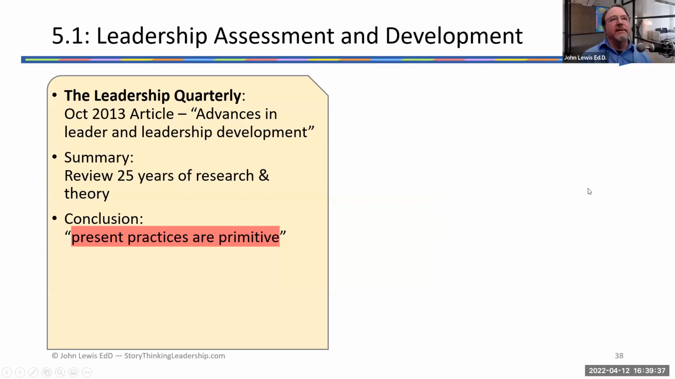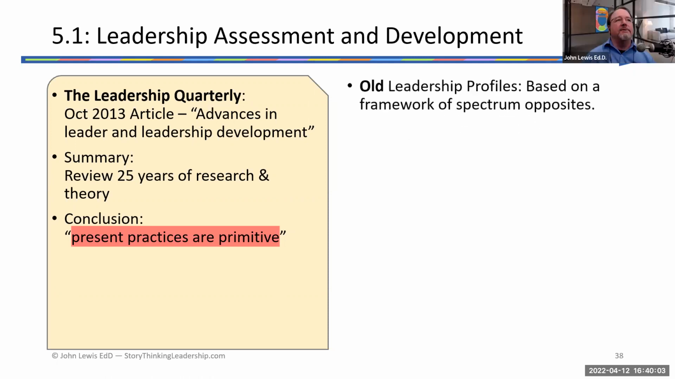Okay, to the topic of leadership. Start with this idea. Leadership Quarterly is where people turn to look at the research in this area. They put out a summary, 25 years of research and theory of what we call leadership and leadership development. And at the end of all of that, they said something that's kind of hard to say 3 times fast. Present practices are primitive.